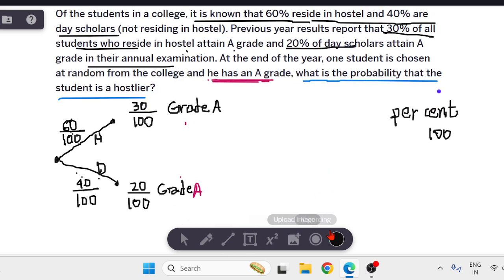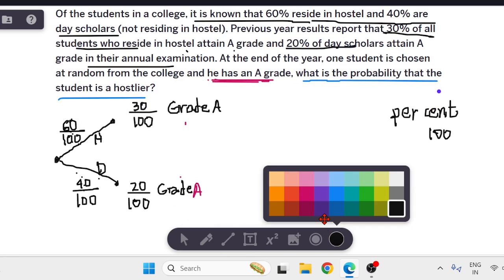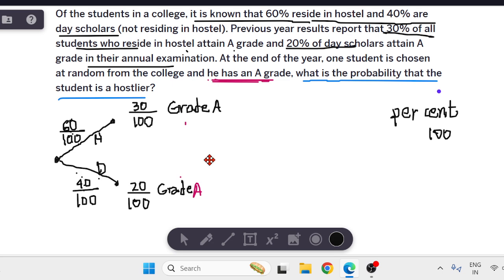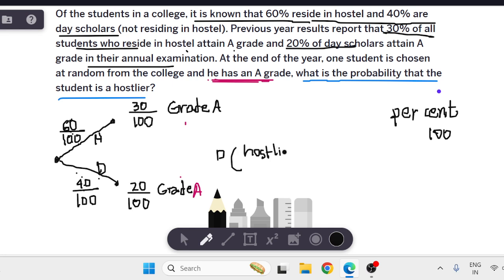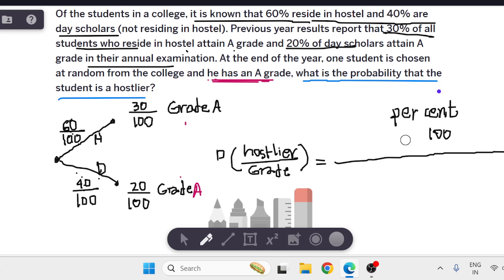So what we can do is directly write the probability of hostelier on the condition of grade A. So grade A will be at the bottom. Okay. I'll just erase this.